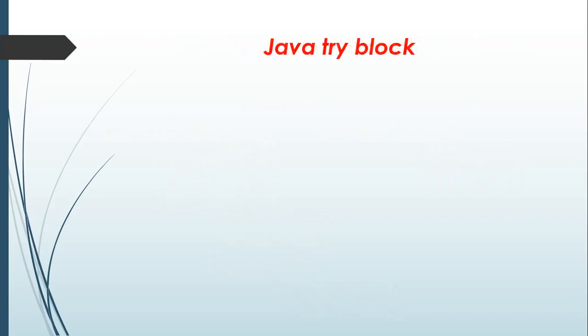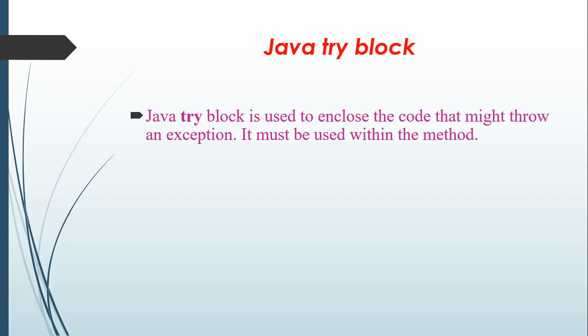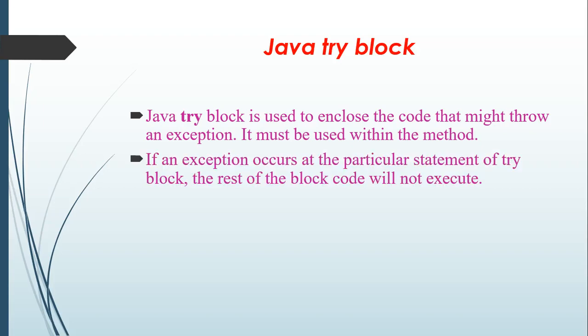Let's discuss the try and catch block. First of all, we will discuss the Java try block. The Java try block is used to enclose the code that might throw an exception. It must be used within a method. The statements that might contain an exception, we put inside the try block. If an exception occurs at a particular statement of the try block, the rest of the block code will not execute.